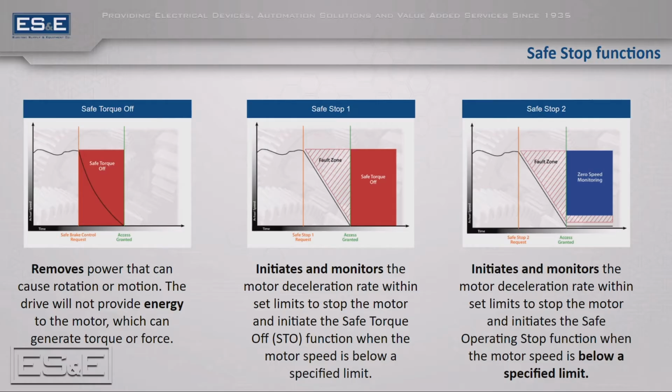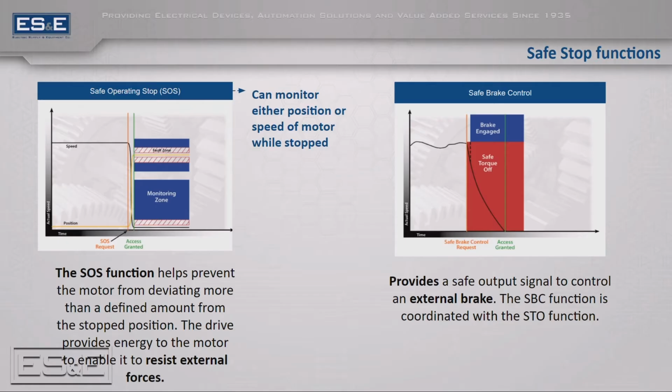And then for a safe operating stop function, now we're going to actually monitor the whole entire profile, so both speed and position, to make sure that we're maintaining a specific deceleration profile and we're actually getting into a specific position as well. If we deviate from any of our predetermined limits, then we're going to go into fault and we won't allow access to the machine.